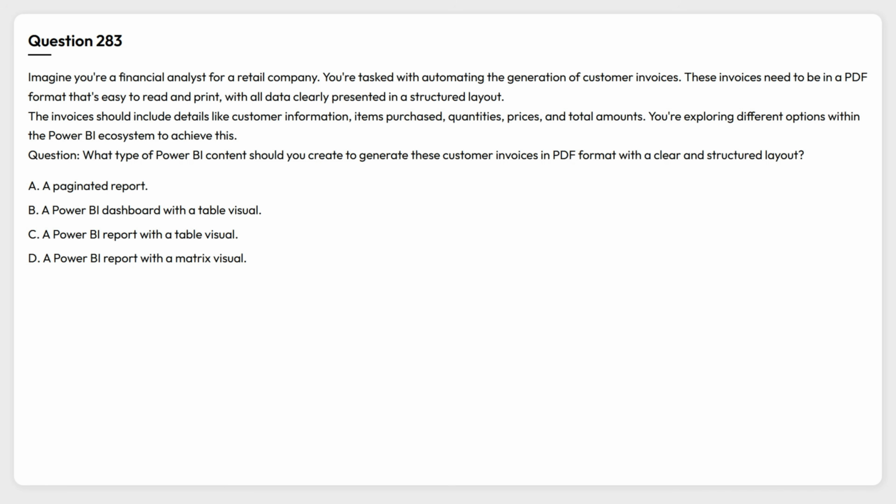Option A, a paginated report. Option B, a Power BI dashboard with a table visual. Option C, a Power BI report with a table visual. Option D, a Power BI report with a matrix visual. The correct answer is option A, a paginated report.